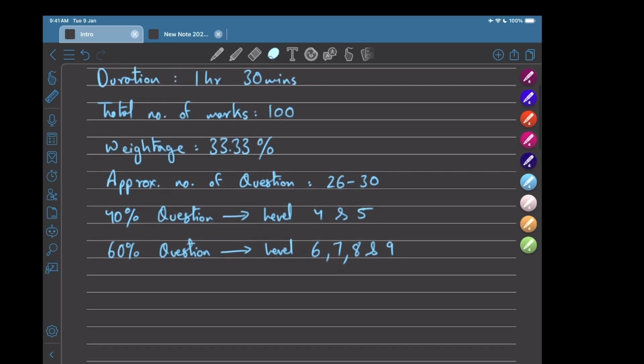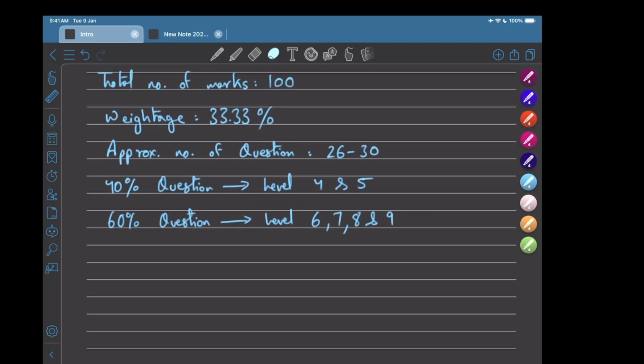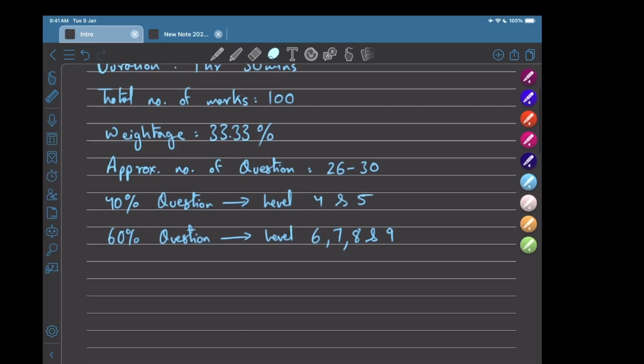This paper has approximately 26 to 30 questions. I have analyzed the last 5 years of papers, the January session and the June session, and they vary between 26 and 30 questions. So you need to keep that in mind. Although you think that the time is a lot, the time is short for the amount of questions that are there. We'll get a little deeper into it.